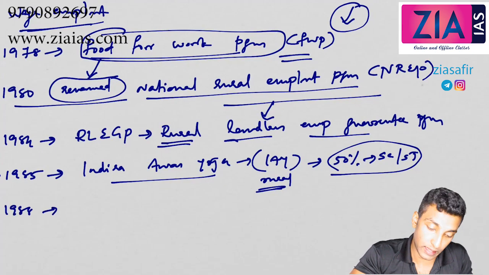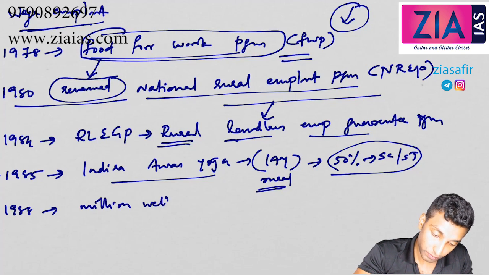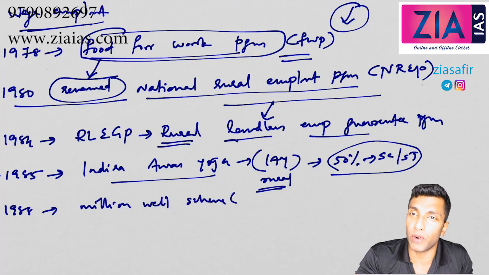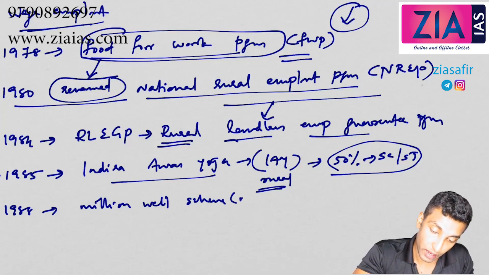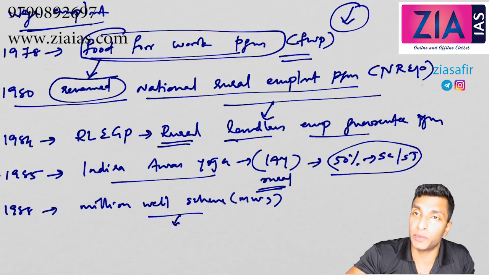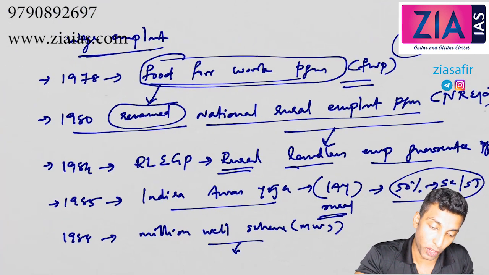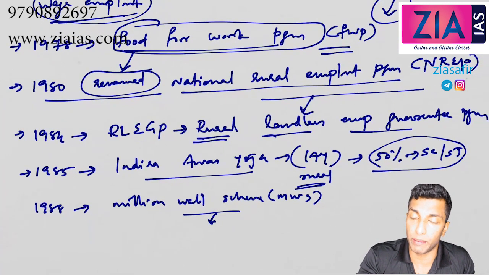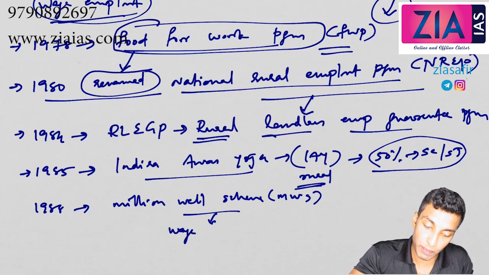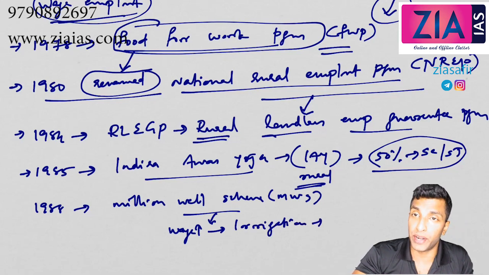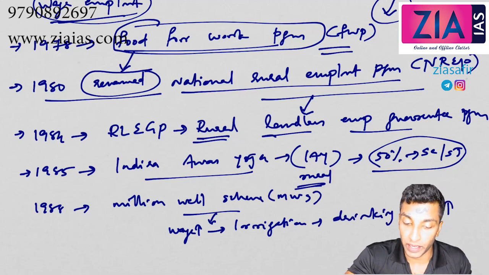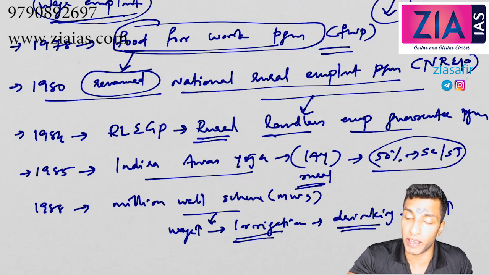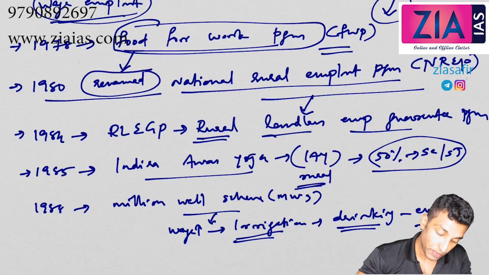1988, Million Wells Scheme. As its name indicates, 1 million wells to be developed. MWS, what is the purpose? Firstly, it is part of wage employment we are discussing. When the wells are developed, you are giving jobs to the unskilled laborers, so wage employment will be generated. Secondly, it is helpful for irrigation and drinking water. So irrigation purpose will be met, drinking water will be available, employment generation will be there. These are the objectives of the scheme.